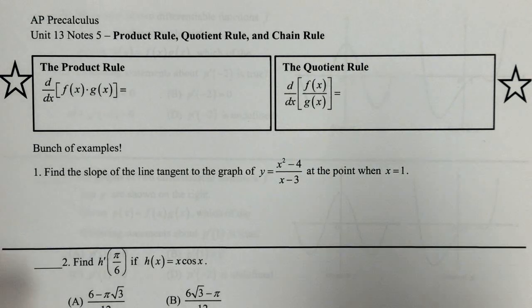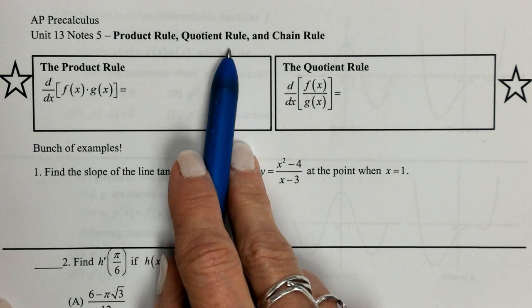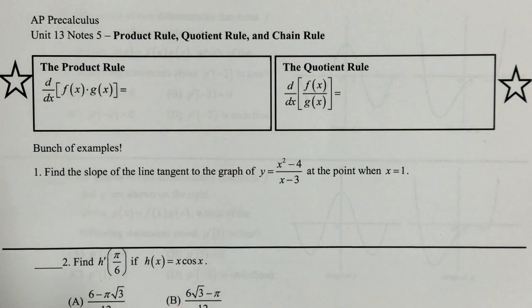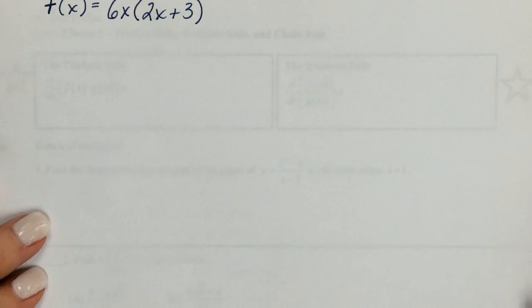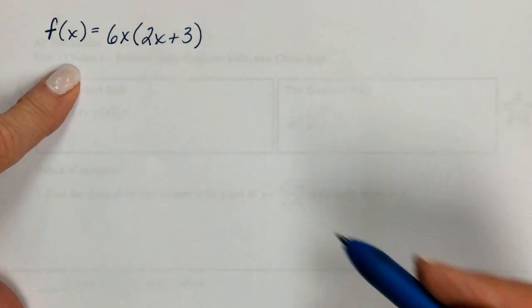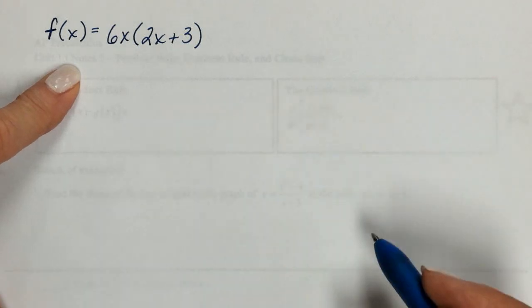Today we're going to be covering the product rule, quotient rule, and chain rule. These are all rules for derivatives. So I want to introduce it to you. Let's say that we have this function f of x, and we wish to find f prime. We want to find the derivative of f.